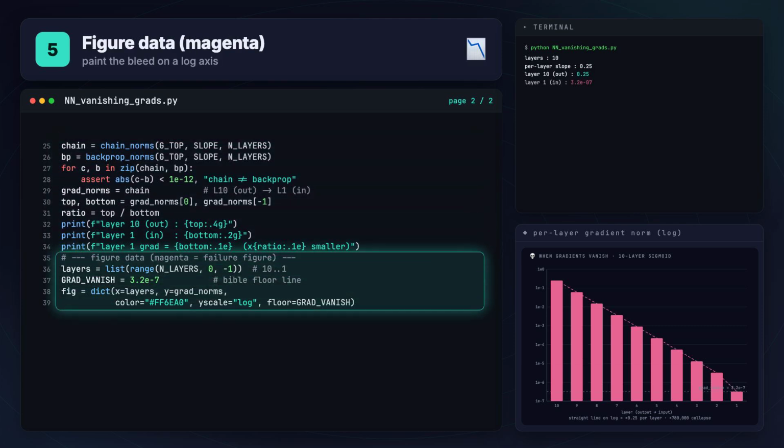Last block builds the figure data: the layer indices on X, the gradient norms on Y, and a flag that paints every bar magenta because this is, start to finish, a failure figure. We hand it the log scale Y-axis and the grad_vanish floor line at 3.2e-7, so the eye lands on exactly where the signal dies.